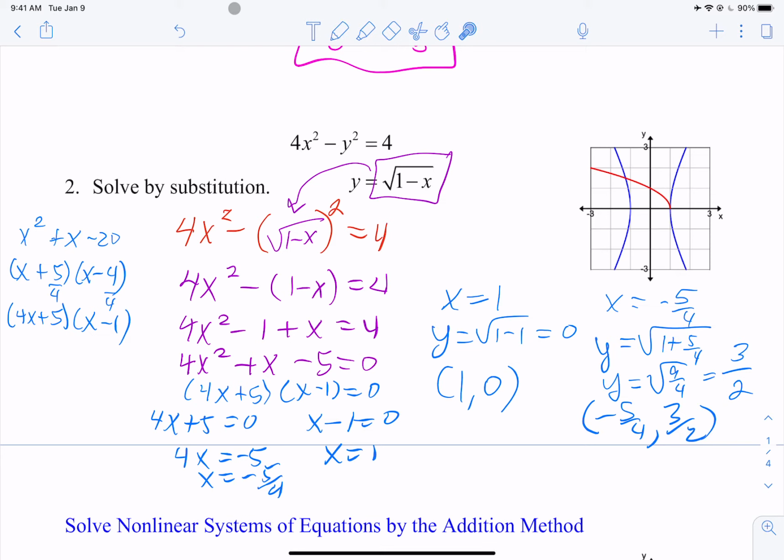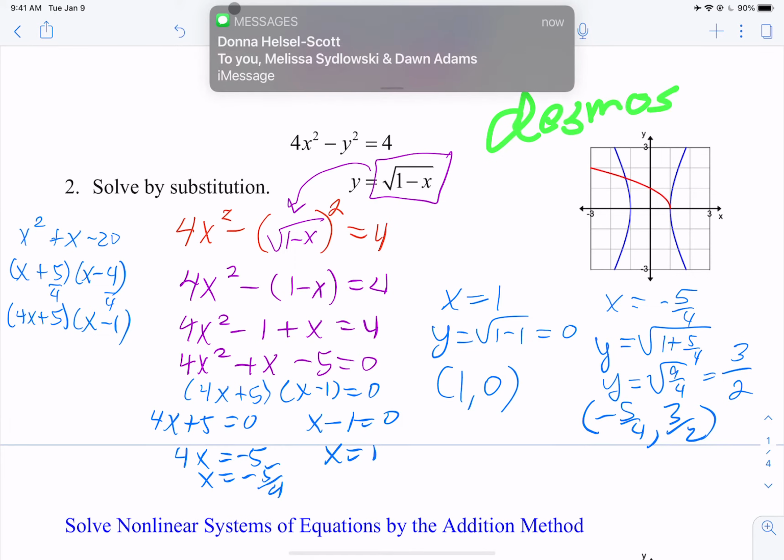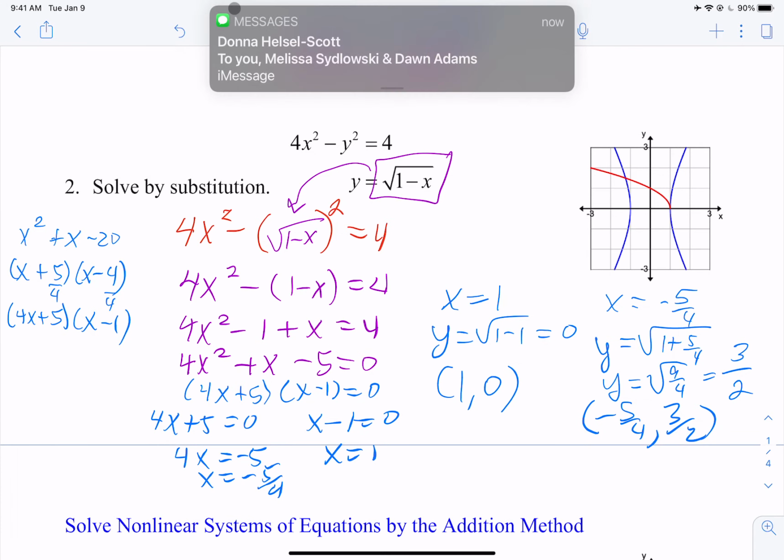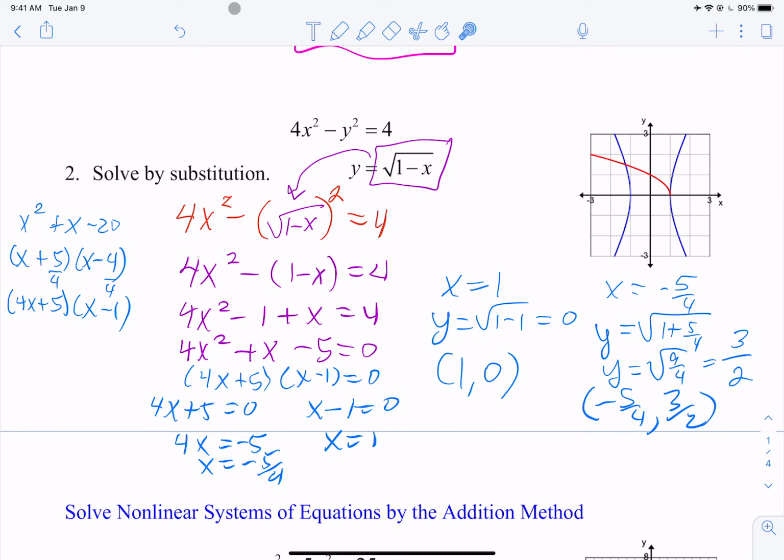So again, if you entered into a system like Desmos, you would see that we have two points of intersection here and here. And those are the two points that we got. Any questions about example 2? Any questions about 2?